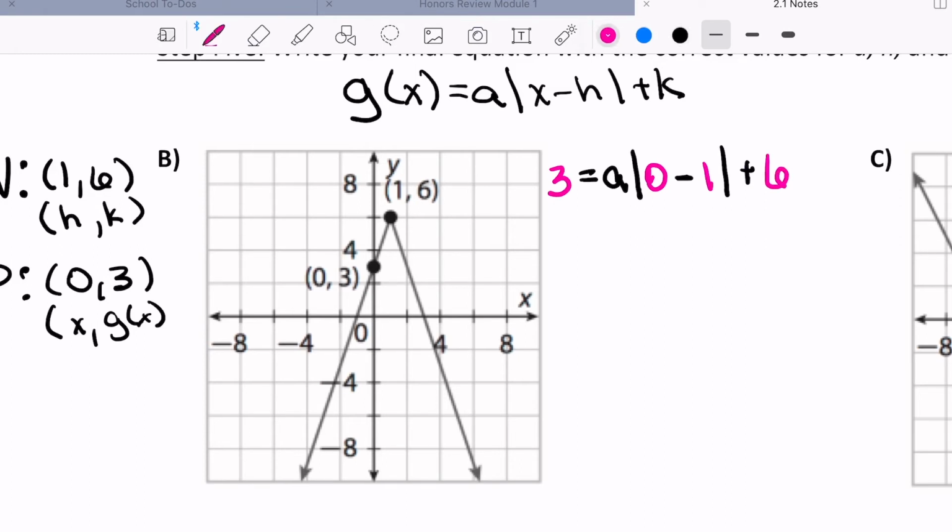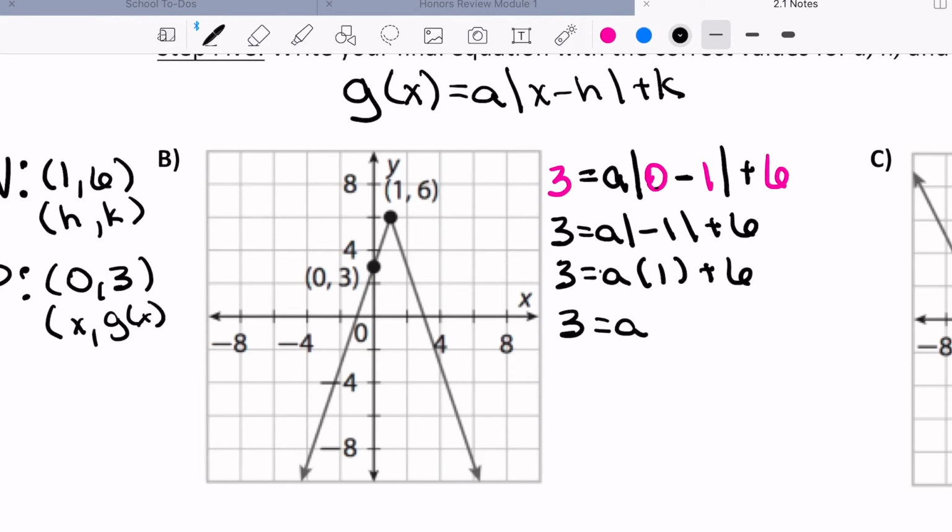Then we're going to simplify. So 3 equals a times the absolute value of 0 minus 1, which is negative 1, plus 6. The absolute value of negative 1 is positive 1. A times 1 is just a. Subtract 6 from both sides, and you get a equal to negative 3.